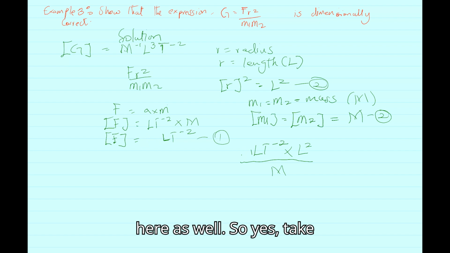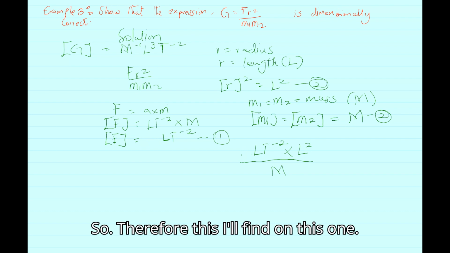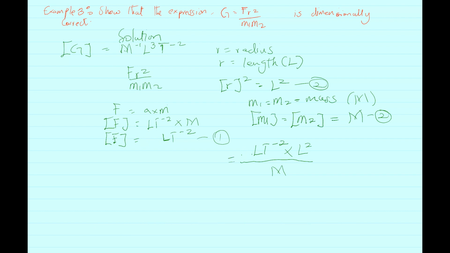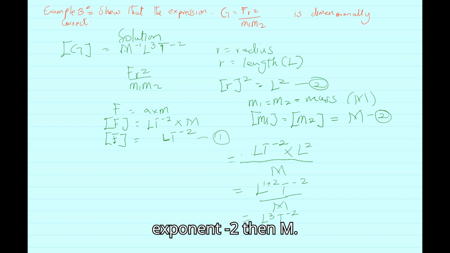So let's take this one aside here. So here we're going to get L to the power 1 plus 2, T minus 2, over M. Then we have L cubed, T exponent negative 2, then M exponent negative 1.